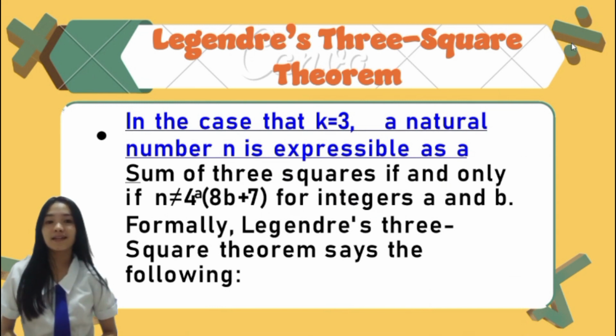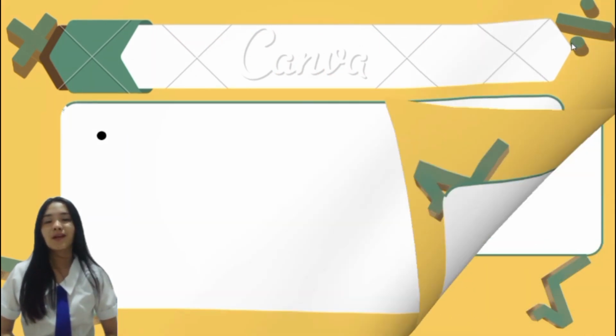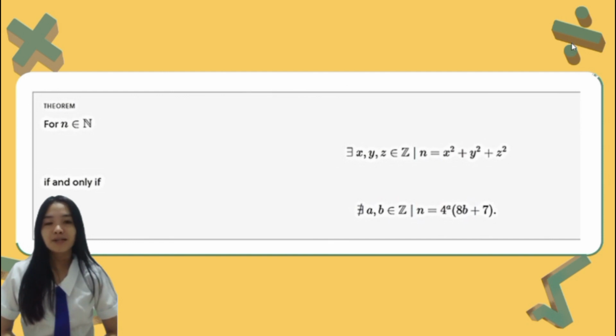In the case that k is equal to 3, Legendre's 3-square theorem says that a natural number n is expressible as a sum of 3 squares if and only if n is not equal to 4 raised to the power of a times the quantity of 8b plus 7 for integers a and b. Formally, Legendre's 3-square theorem says the following: for n an element of the natural numbers, there exist x, y, and z, elements of the integers, where n is equal to x squared plus y squared plus z squared, if and only if there don't exist a and b, elements of the integers, where n is equal to 4 raised to the power of a times the quantity of 8b plus 7.